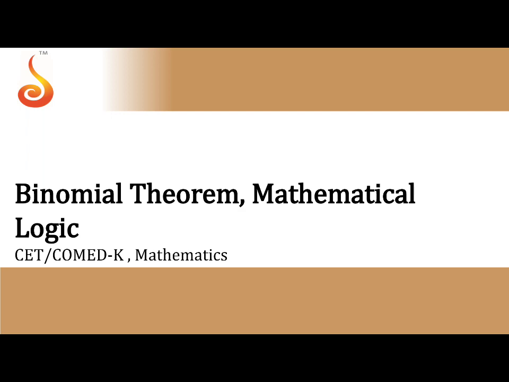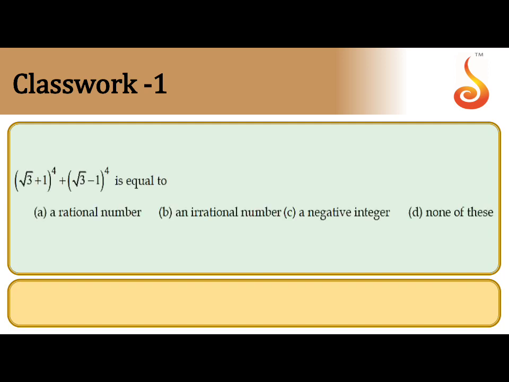Next one. So we'll solve the problems on binomial theorem and mathematical logic. So the first question of binomial theorem. Root 3 plus 1 whole power 4 plus root 3 minus 1 whole power 4. Here you have to remember one thing. When you expand x plus y whole power n plus x minus y whole power n.